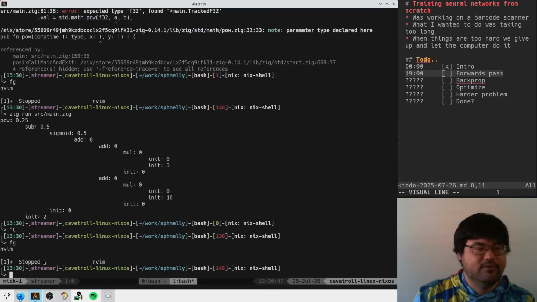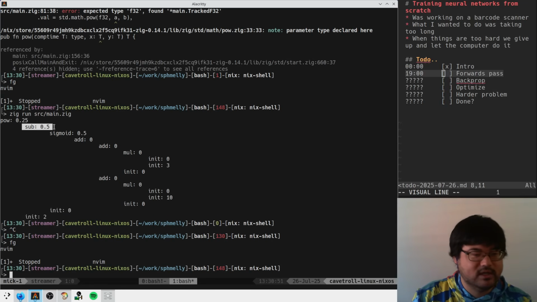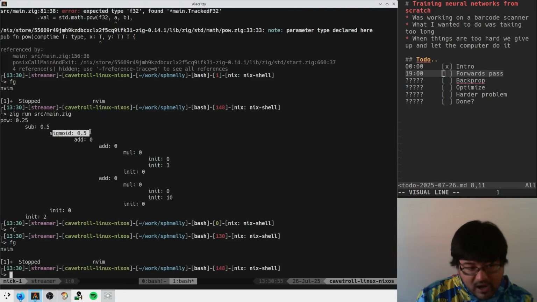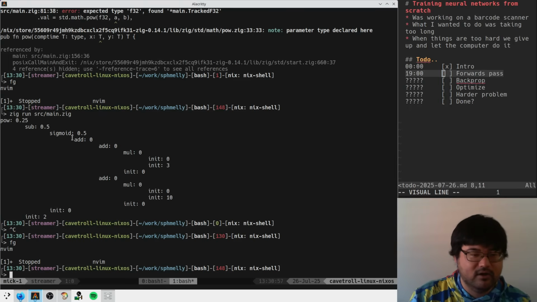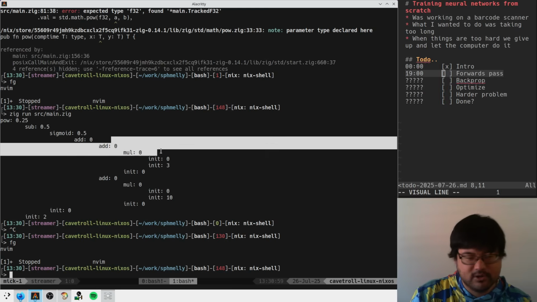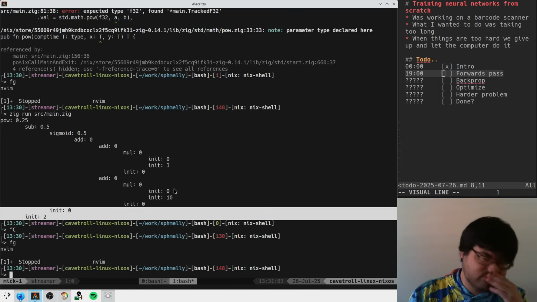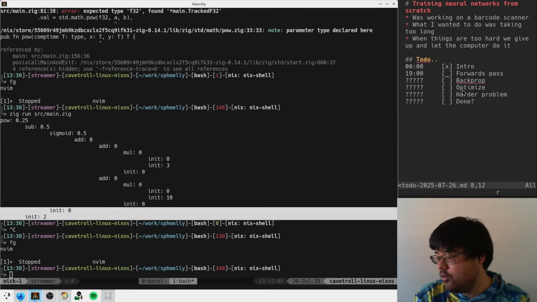Oh, I see, my bad. This is a power of this to 2, right, which we're subtracting the correct answer 0 from the sigmoid of 0.5, and that's coming from an add of these two numbers. Okay, got it. This seems right. I think this is the correct chain of actions, which means that our forward pass is done.